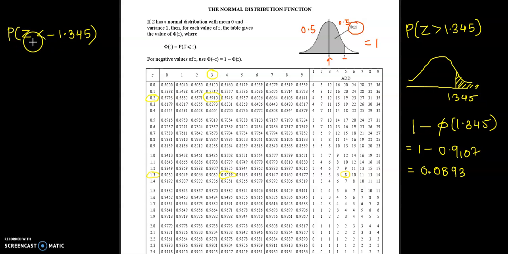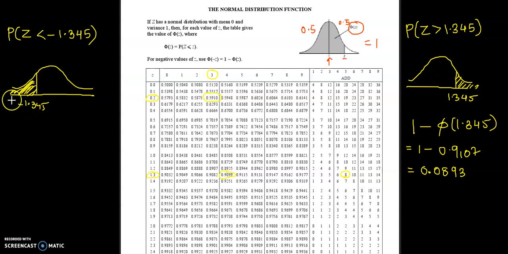So to find out the probability z less than minus 1.345, let's first draw the region. Approximately here I will get minus 1.345. What do I mean by probability z less than that point? Less than that point means still minus infinity.